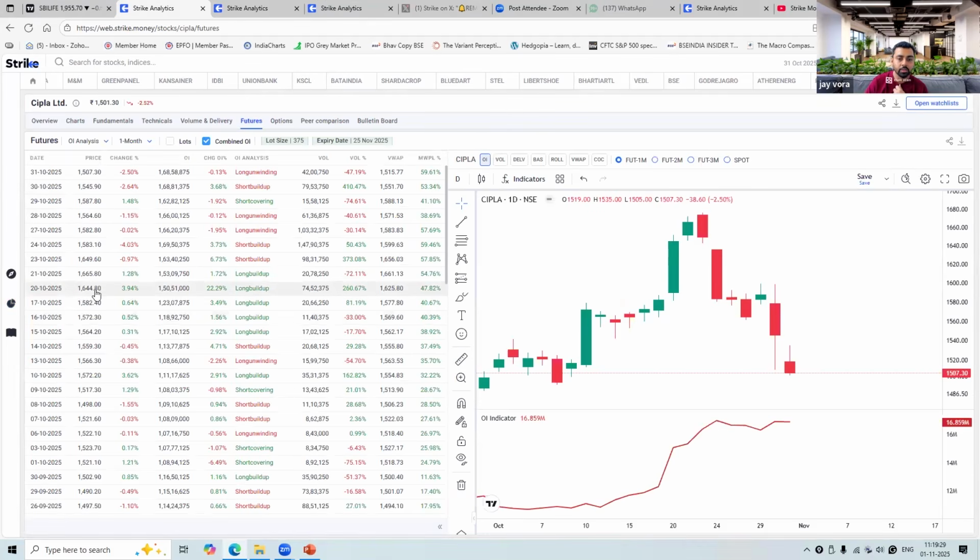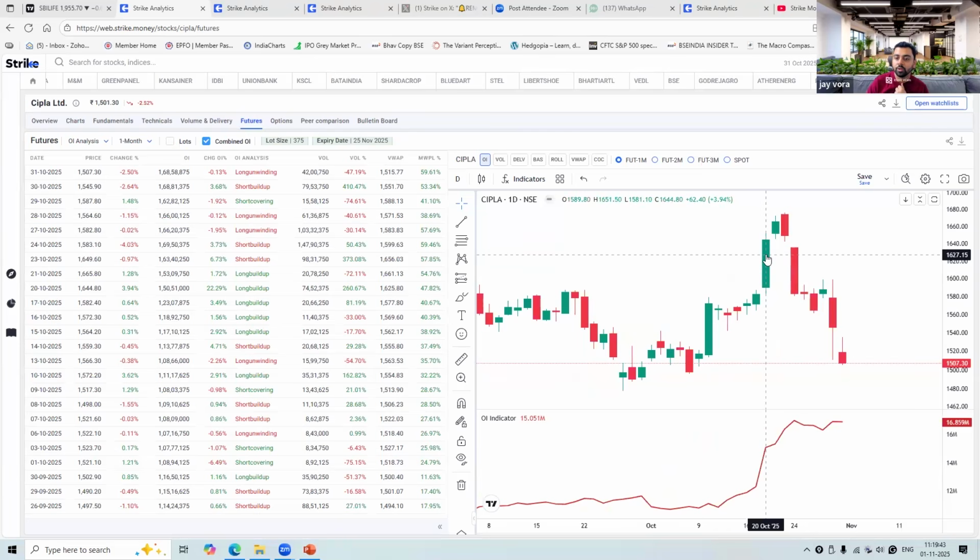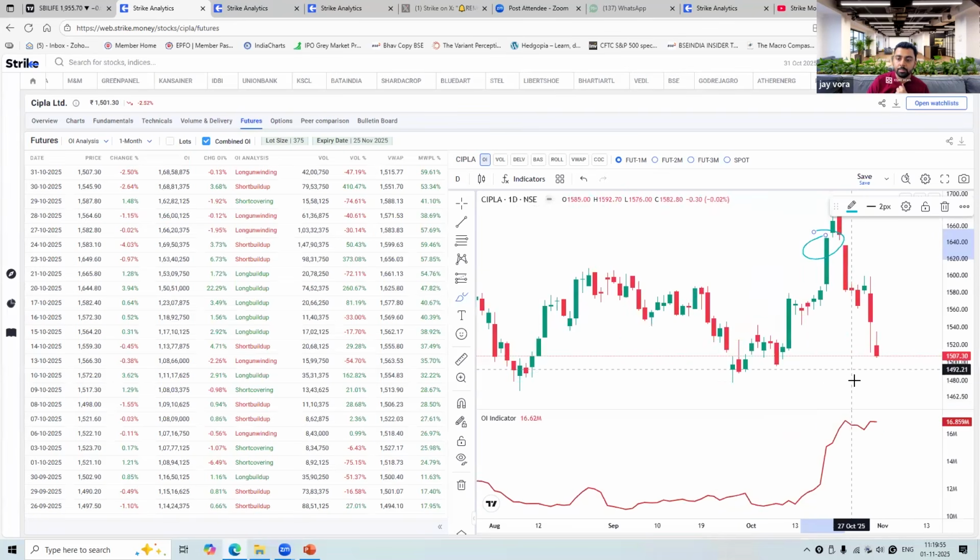See, you can see over here that this was the point at which people were extremely long, right? It was a 22% build-up. So for that, the price is 1644. Now where I'll see 1644, it is this candle, right? So now you can see that the max people have built position over here. And what you are seeing is that there is a sharp decline that has happened.